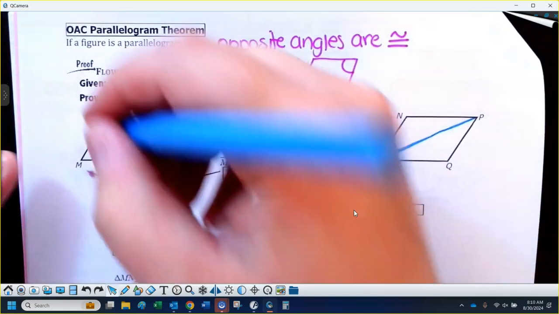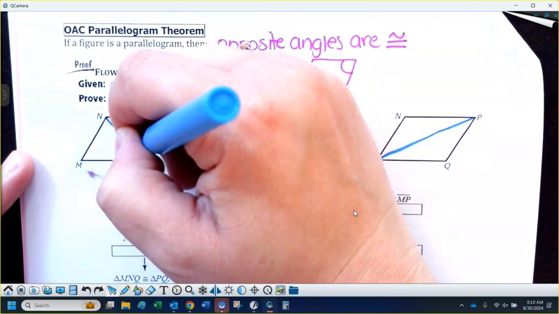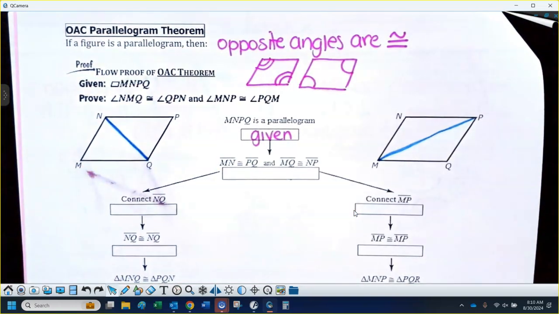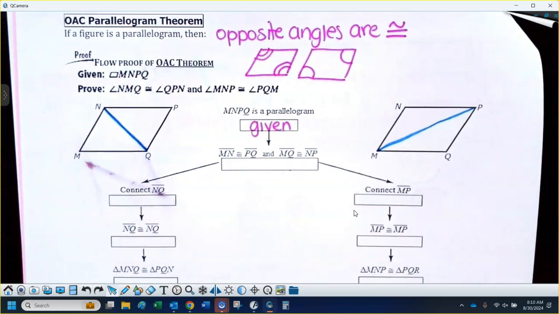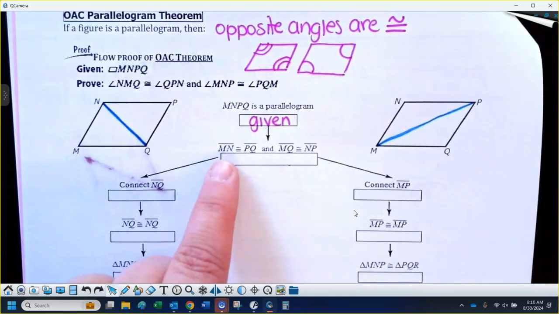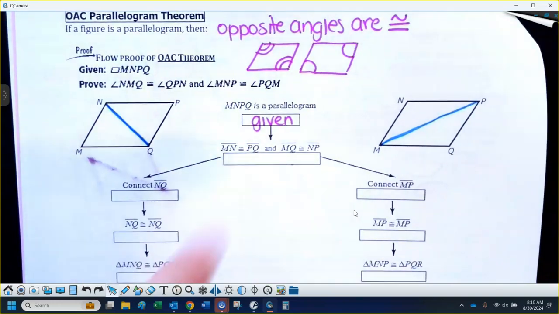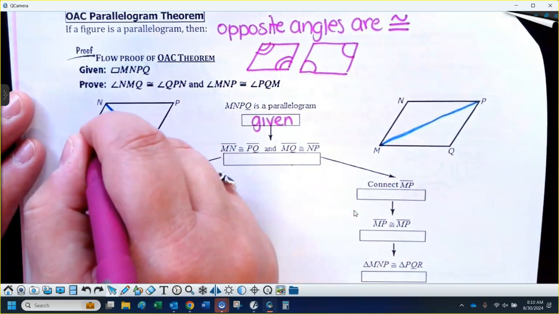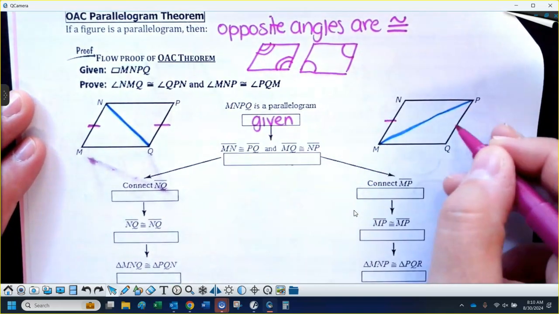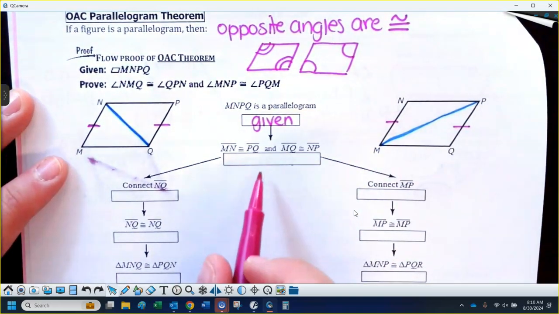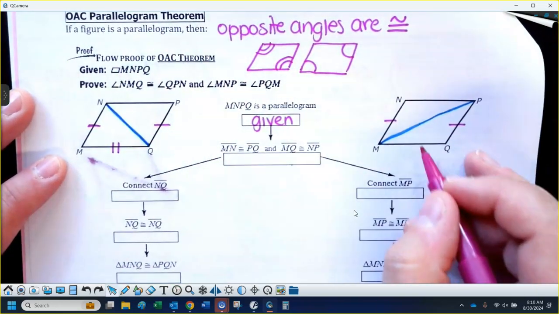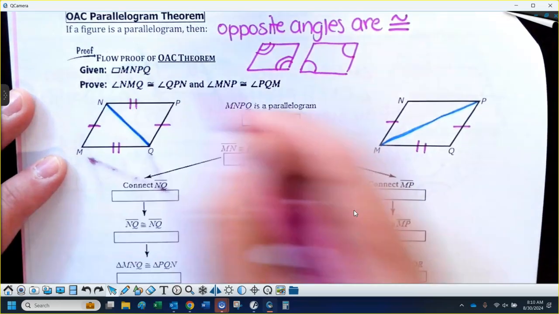and then on the other one, I'm going to draw the other diagonal, so I can prove both of these opposite sets of angles are congruent. All right, now, I'm going to mark this in the diagram kind of as I go. It says MN and PQ. So MN here and PQ are congruent. I'll just mark that on both. And then I also have MQ, that's the bottom, is congruent to NP.